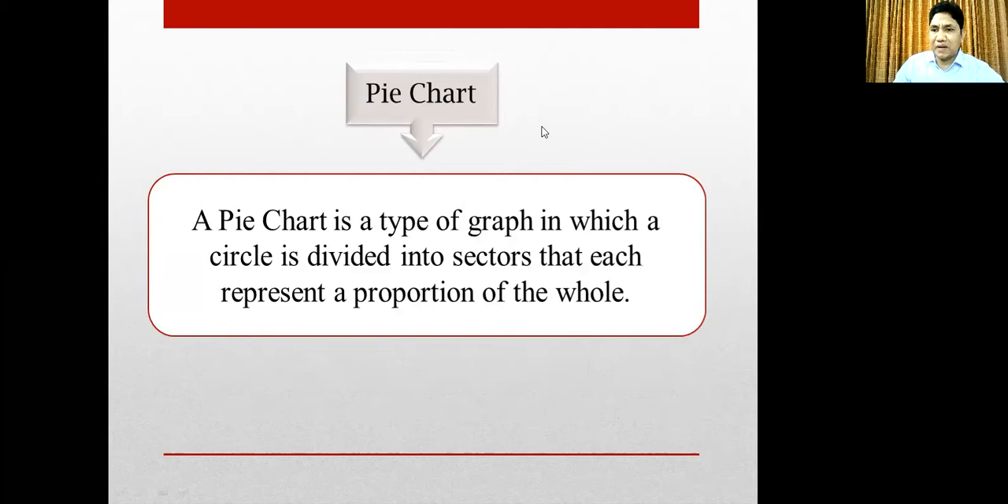And come to the next one, that is pie chart. A pie chart is a type of graph in which a circle is divided into sectors that each represent a proportion of the whole. That is to say, a pie chart is basically a circle which is divided into different sectors. A circle is divided into different sectors, different sections or different parts, and each section represents a proportion of the whole. Each section represents a part of the whole.